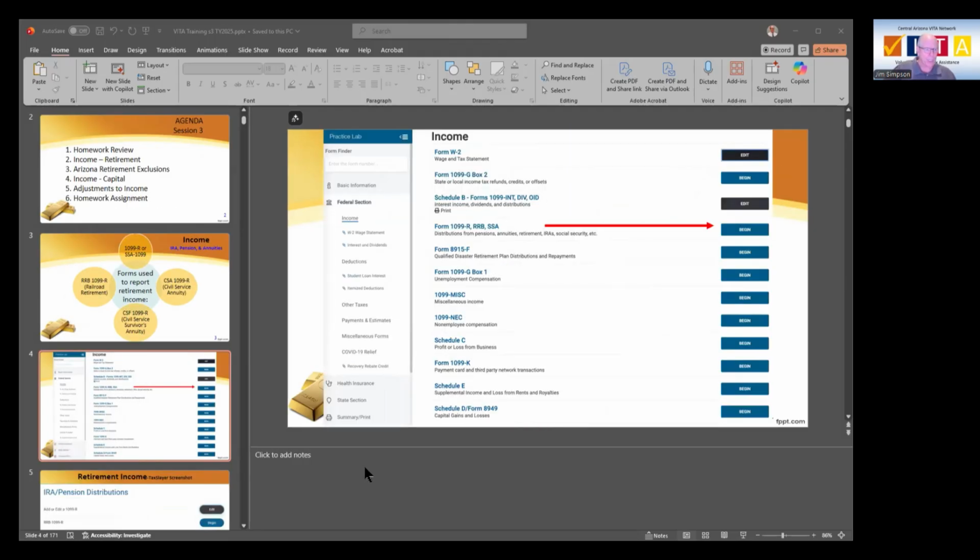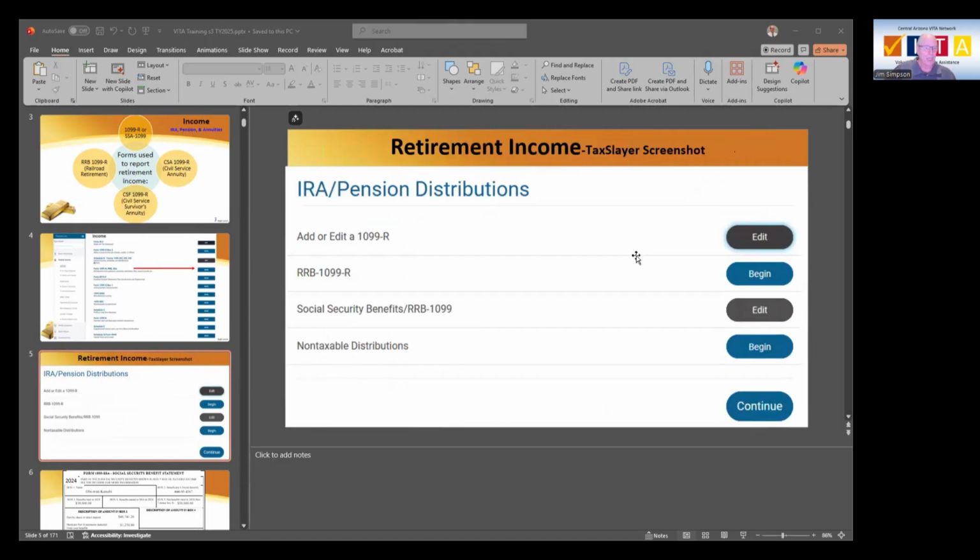So here's the income screen in TaxSlayer, and when you go to input these, and we'll go input a couple in TaxSlayer later on, you're going to go into this screen that says distributions from pensions, annuities, retirement, IRAs, Social Security, etc. When you click on that, you're going to have the ability here. We're going to focus on these two, adding a 1099-R and then Social Security benefits. We're not really going to worry about this one. And then non-taxable distributions, anything that qualifies under this is going to be out of scope for the VITA program. Those get kind of complicated.